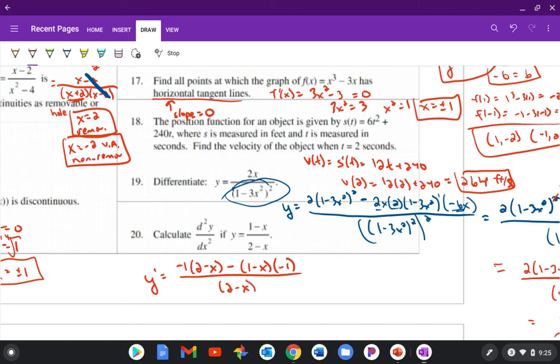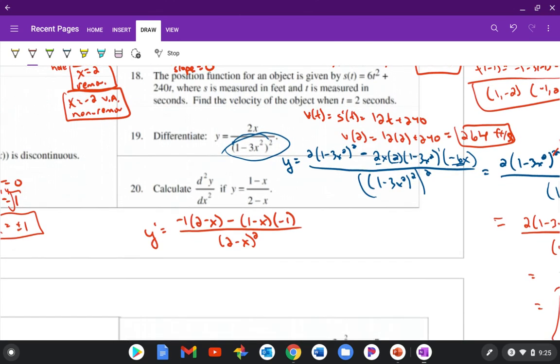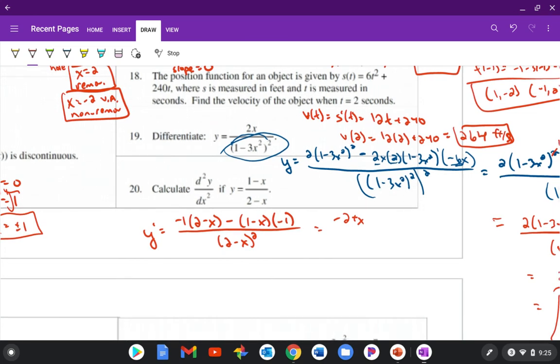over the bottom squared. We definitely want to simplify this a bit since we have to do another derivative. So on the top, we're going to get negative 2 plus x. And then on the bottom, this becomes actually a plus 1 times that. So plus 1 minus x over 2 minus x squared. Sorry, we're in the wrong spot. So on the top, this cancels and this cancels. Negative 2 plus 1 is just negative 1. So negative 1 over 2 minus x quantity squared.